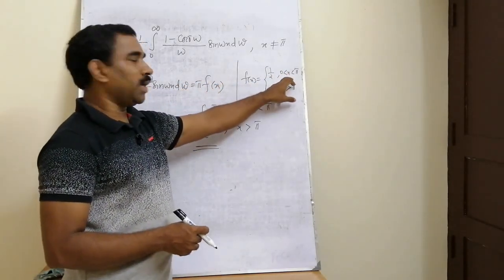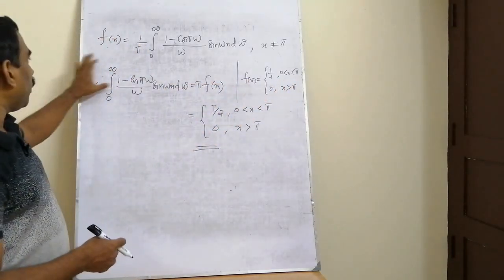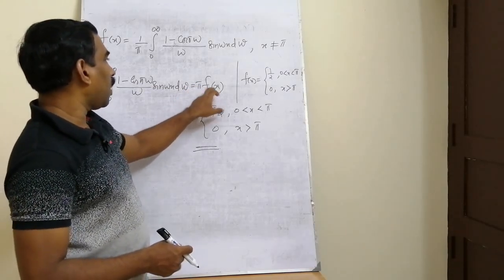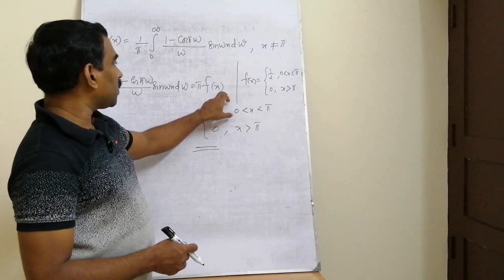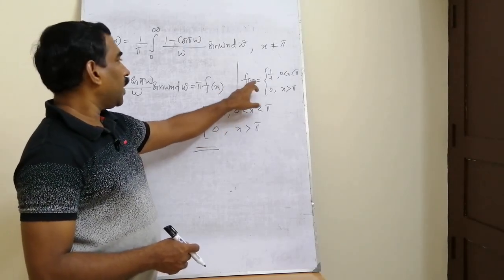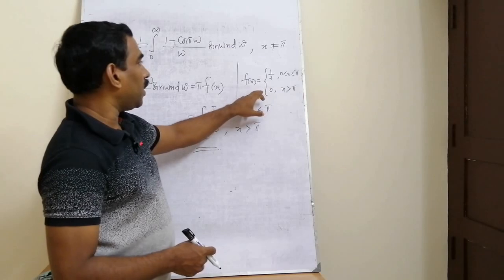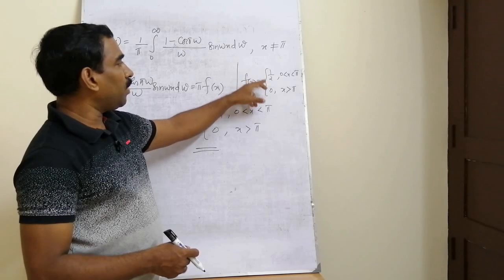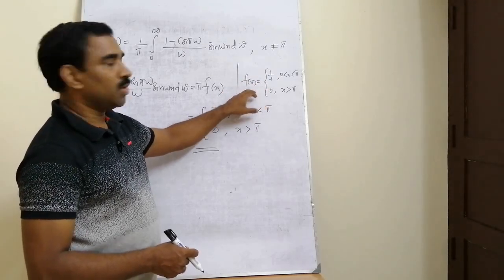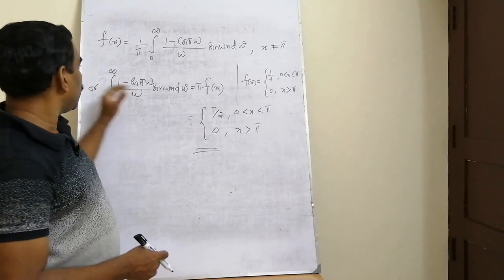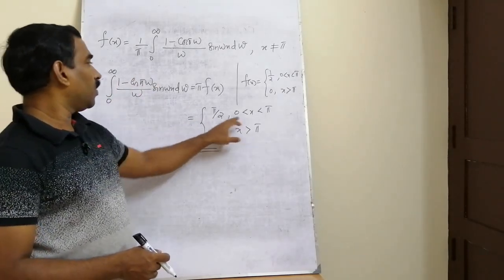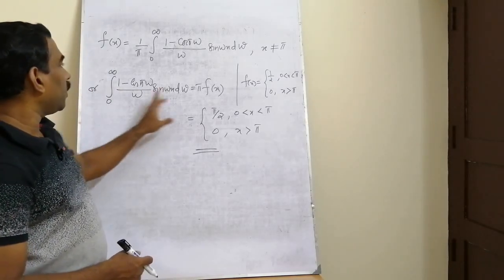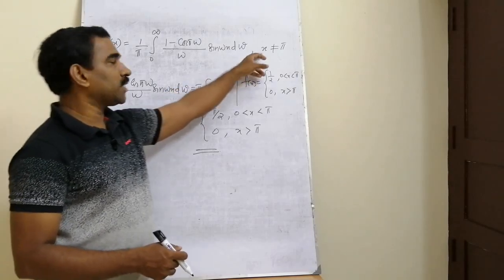That means at x equal to pi, what will be the value of this left hand side integral? This integral will converge to pi into half of f(pi plus 0) plus f(pi minus 0). The right limit of pi is 0 and the left limit of pi is 1 by 2, and the average value is (1 by 2 plus 0) divided by 2, that is 1 by 4. So at x equal to pi the integral value is equal to pi by 4, but it is not asked in the question, so we are only simplifying the integral value for x not equal to pi.